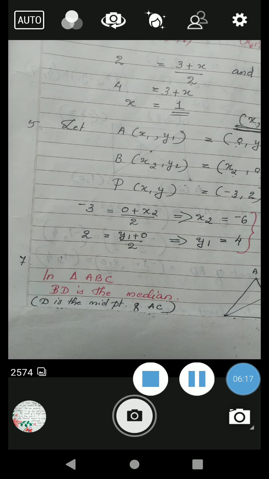Question number 7. I'll read the question. The 6th one is homework. Now the 7th one: (-5, 2), (3, -6) and (7, 4) are the vertices of a triangle. Find the length of its median through vertex (3, -6).